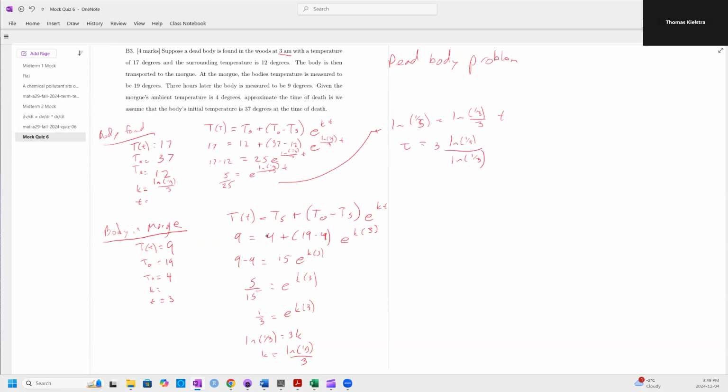Here, our time of death, so that's the time it's been dead, equals 3 minus 3 ln of 1/5 divided by ln of 1/3 hours. And if I were to ask this on an exam, I would provide a hint. The hint would be what this expression equals, and then you'd use that hint to solve the final answer.